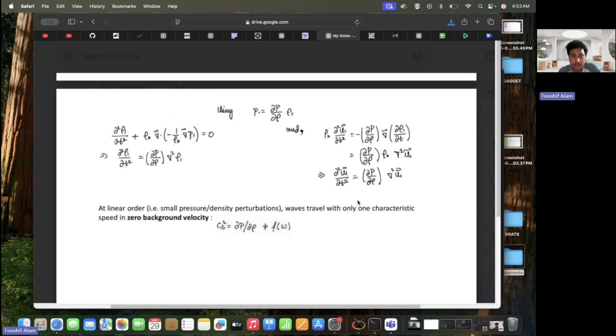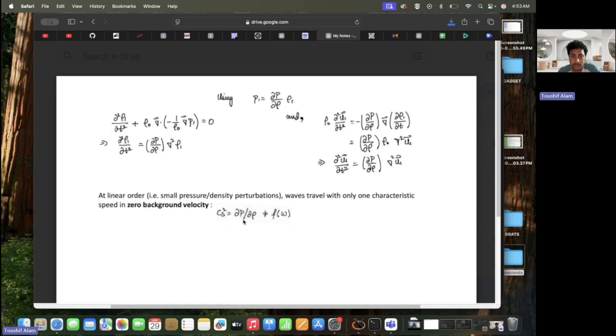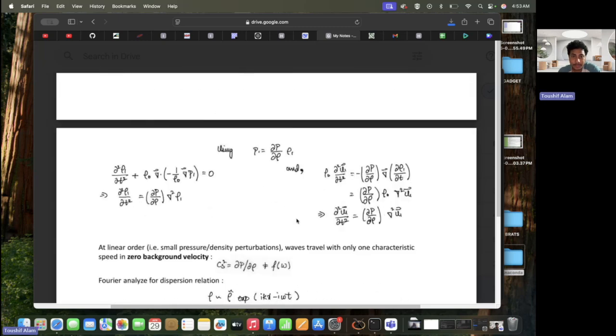I think you understand this because we're talking about barotropicity, right? The pressure is very small and the perturbation intensity is very small, so that it is at linear order. So with zero background velocity, this is the sound speed, which is not a function of omega.